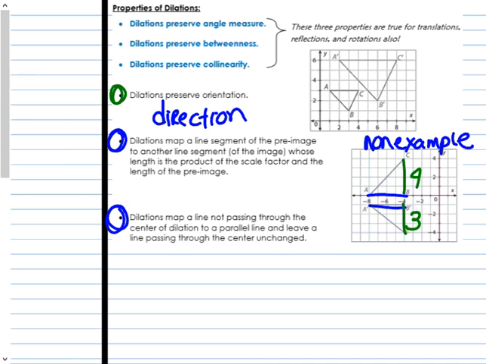These properties, the bottom two, I'm not really overly concerned that you know, but the top 4 are really important. The top 4 are really important. They preserve angle measure. The angles don't get bigger or smaller. They preserve betweenness. They preserve collinearity. If they were on the same line, they're still on the same line. And orientation, they're going to face the same direction.